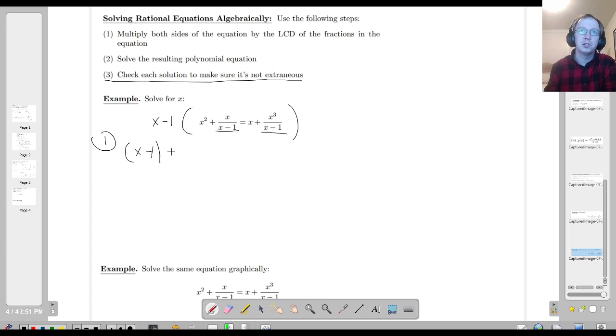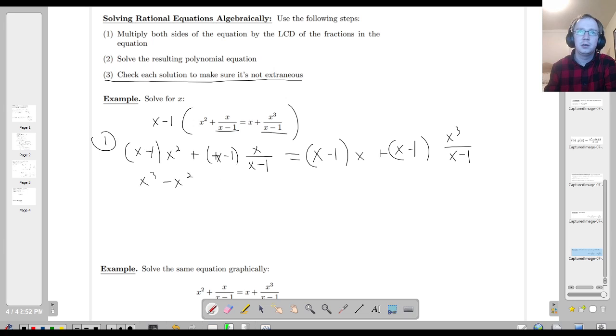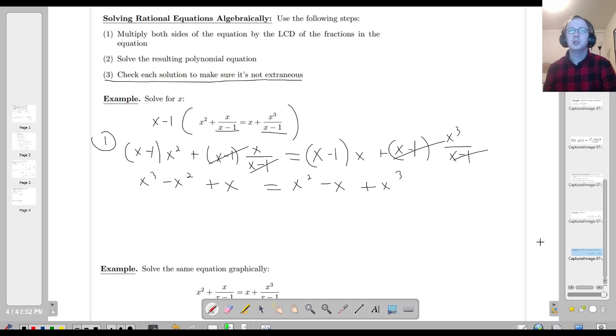So I've got x minus 1 times x squared. I've got x minus 1 times this thing. I've got x minus 1 times x. I've got x minus 1 times x cubed over x minus 1. Let's see what all that simplifies to. If I distribute here, x cubed minus x squared, these guys cancel out, so that's plus x. Now, if I distribute here, I've got x squared minus x. These guys cancel out, and I just get x cubed. So every single term got multiplied by that least common denominator, which was, in this case, just x minus 1.